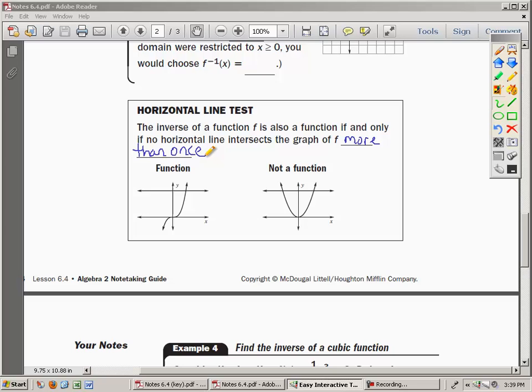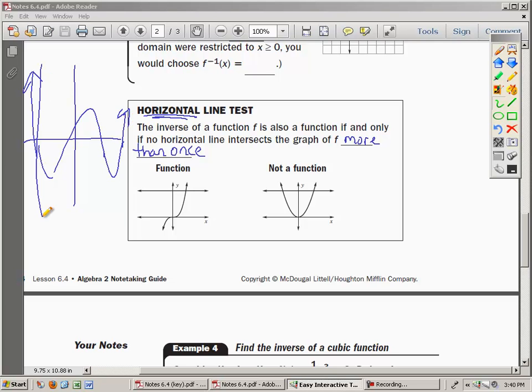All right? So the reason that we think about the horizontal line test, we talked about the vertical line test way back in chapter 1. We said some function maybe looks like this, all right? And that function passes the vertical line test because every time that I draw a vertical line through it, it only touches it in one place. And so for that reason, that is a function.